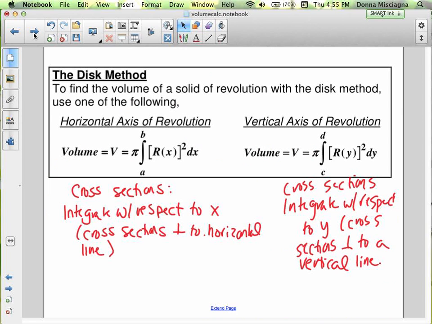All right, so to find the volume of a solid of revolution, these are important notes here. With the disk method, we're going to use one of the following, and the most important part is that you set these up correctly. Our volume is going to be pi integrated from a to b, r of x squared dx. When our cross sections are vertical, we're integrating with respect to x, and our cross sections are perpendicular to a horizontal line. In other words, we're revolving around a horizontal line.